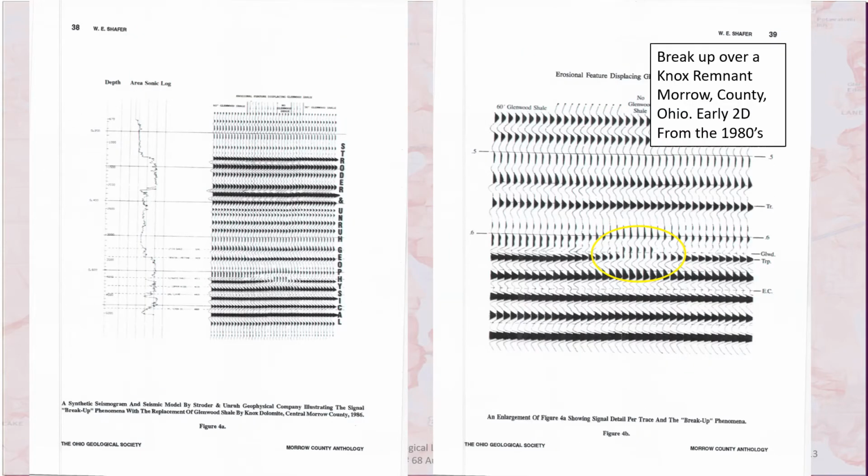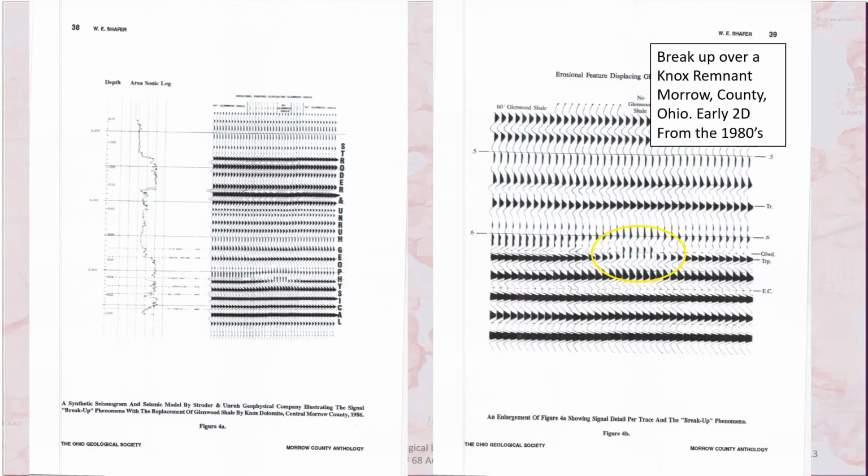Here is a sample of the single fold in Morrow County, Ohio. The yellow circle is over a breakup of a Knox erosional remnant. Here is some modern 2D from the 1980s, and you can see where the yellow circle is, again, breakup over a Knox erosional remnant.